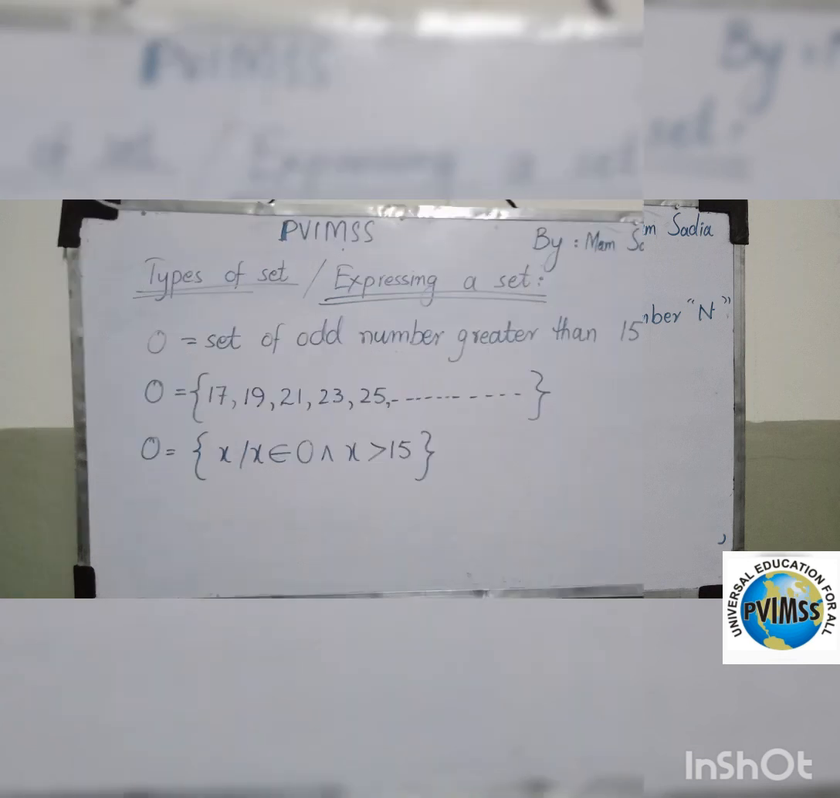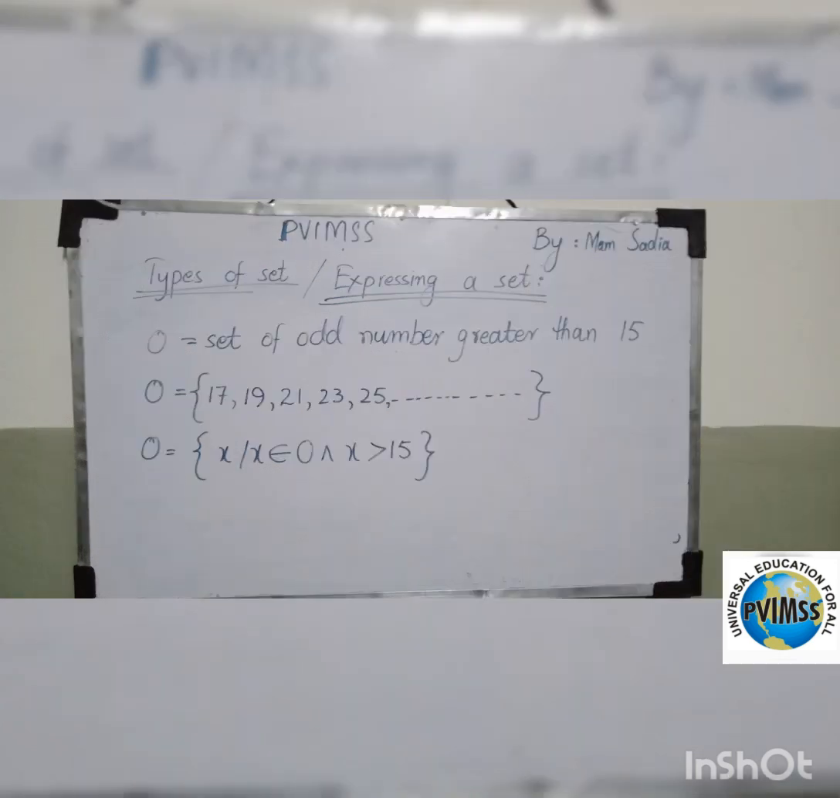Our next example is a set of odd numbers greater than 15. We know that the odd numbers after 15 are 17, 19, 21, 23 and so on. We don't know the last limit, so we'll simply write x such that x belongs to odd numbers and x is greater than 15. We don't know the last limit, just simply write x is greater than 15.